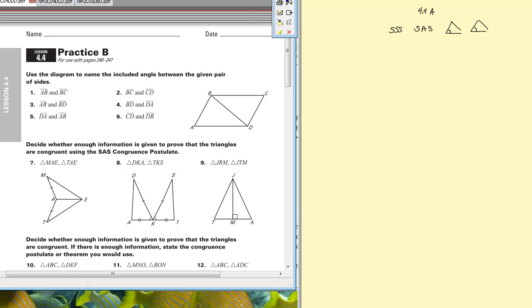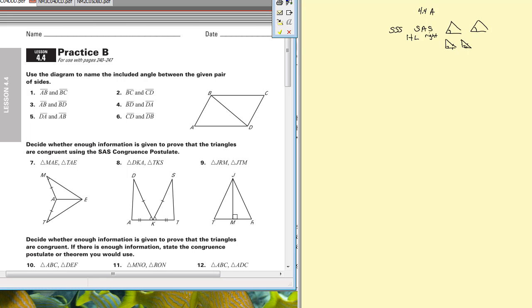The other way to prove triangles in this section is HL, and this is only for right triangles. It's called hypotenuse leg. We know that all right triangles have a right angle. So if the hypotenuses are the same size and the leg, either one of the legs, are the same size, then we can say that the triangles are congruent.